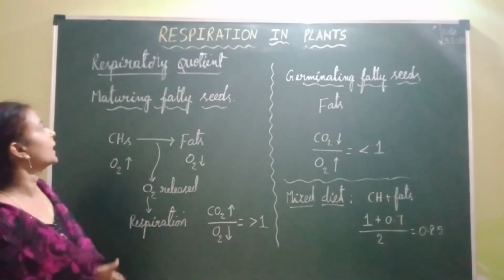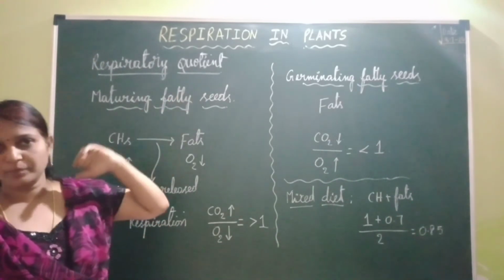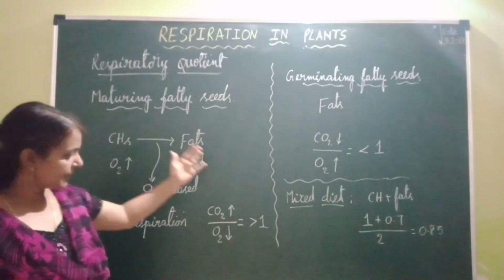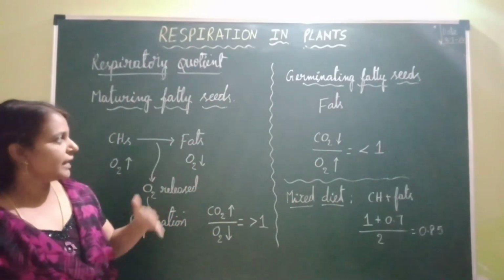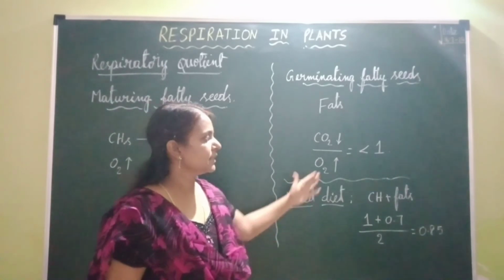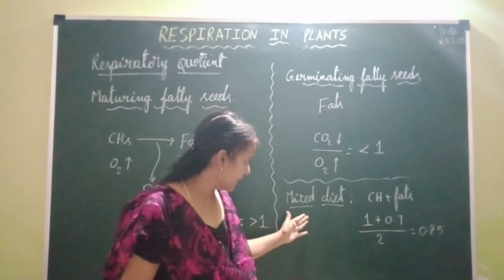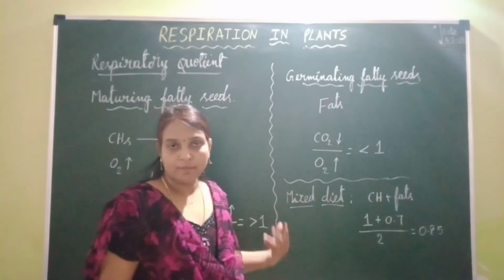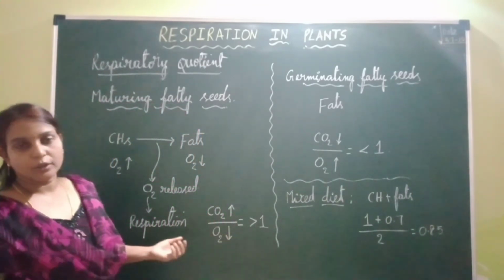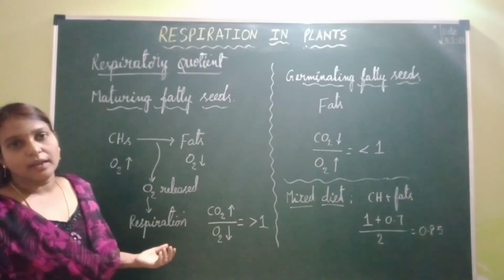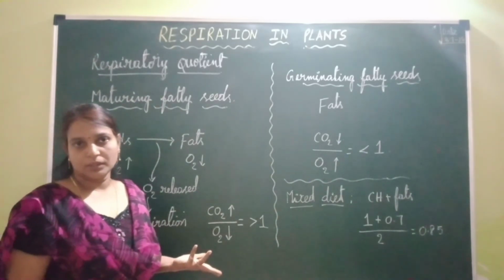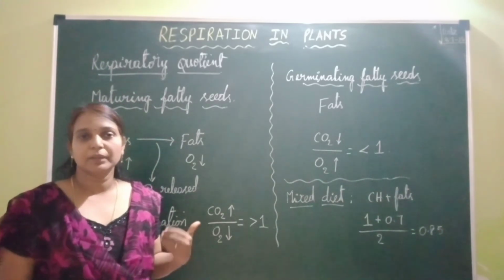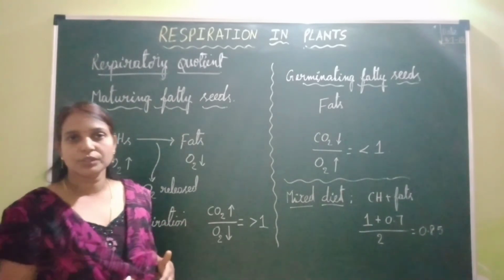Next, we studied the RQ value of maturing fatty seeds and germinating fatty seeds, where for maturing fatty seeds it is greater than 1, more than unity. Germinating fatty seeds is less than unity, that is less than 1. In case of mixed diet, it is 0.85, that is again less than 1. So this is all about RQ values. In the next video, I will be giving some sample questions, and I will be giving some tricks to solve those questions in an easier way.